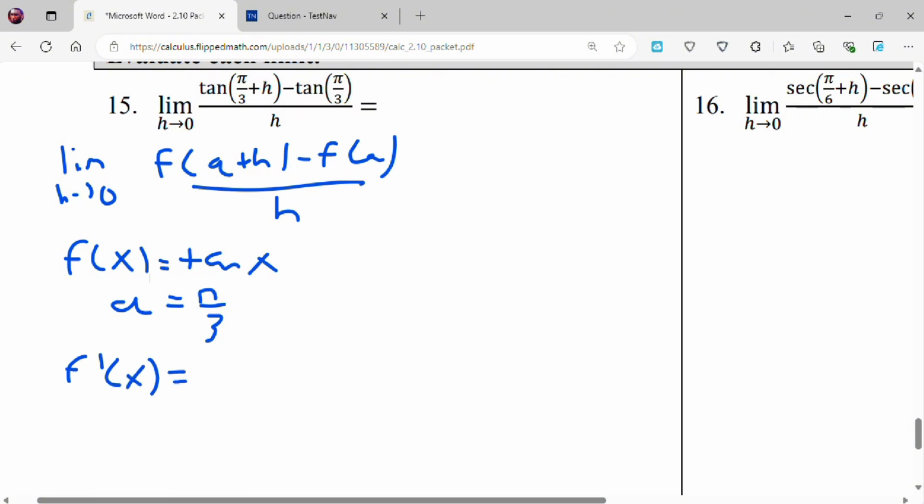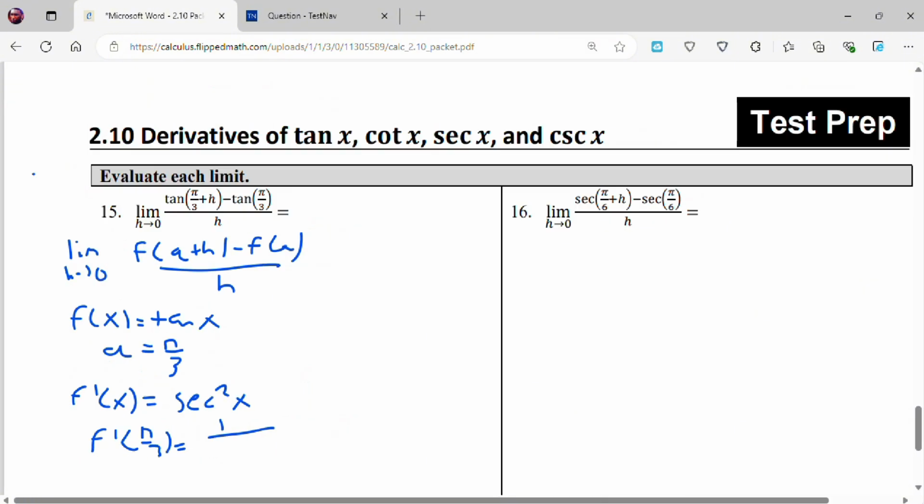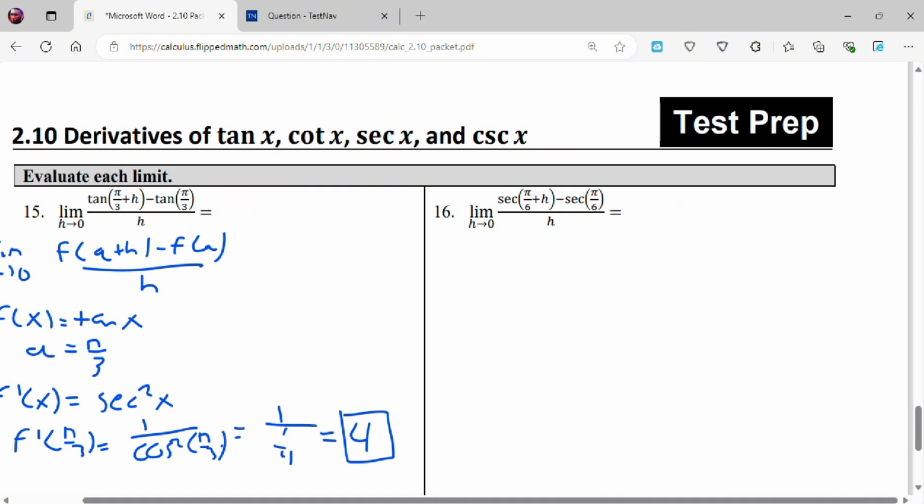So f prime of x is secant squared x. F prime of pi over 3, we're going to write this in cosine. So 1 over cosine squared of pi over 3. Cosine pi over 3 is 1/2. 1/2 squared is 1/4. So 1 over 1/4 is 4. So that's our answer. For the next problem, we have the same form, right?